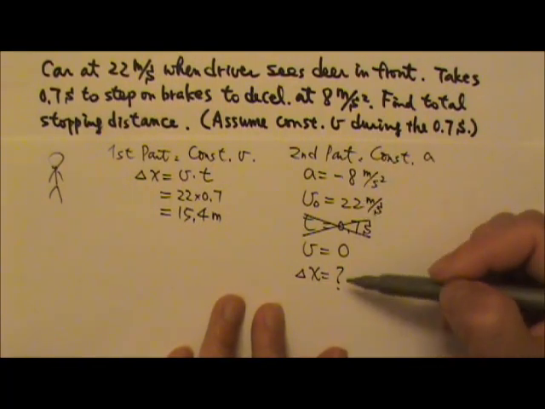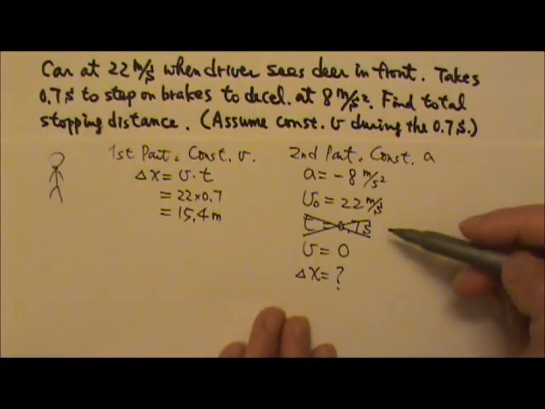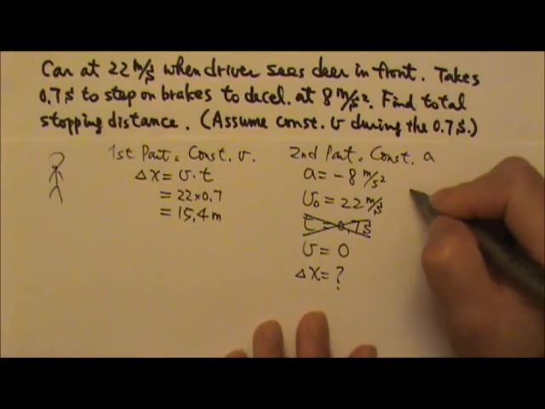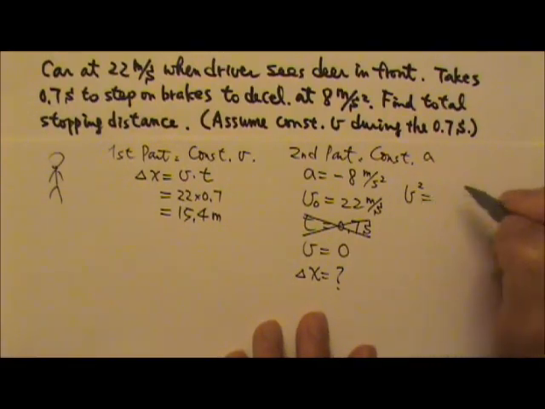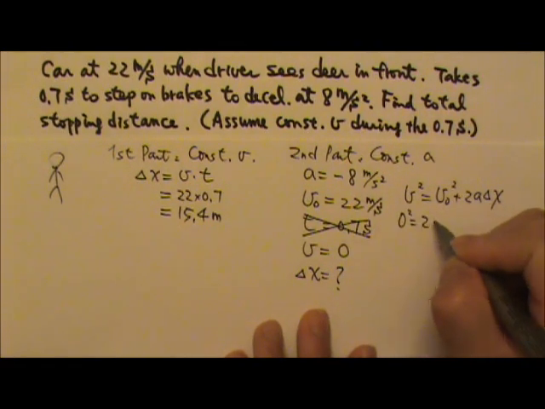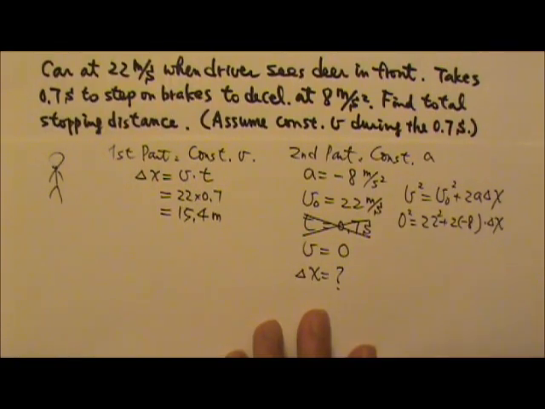So we know three things. We're looking for the fourth one. There is no time involved. That means the equation that does not involve time can be convenient. Do you remember that equation? That's v squared equals v0 squared plus 2a times the displacement. So the final velocity is 0, initial velocity 22, the acceleration -8, and we don't know the displacement.